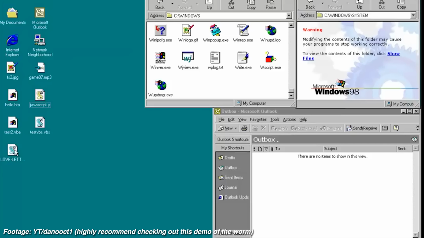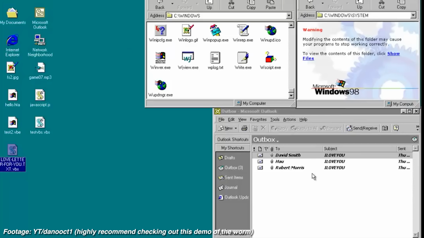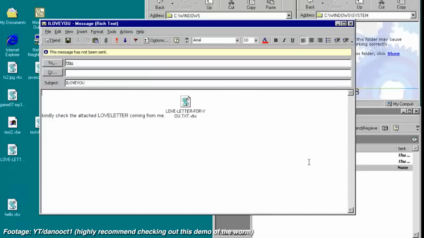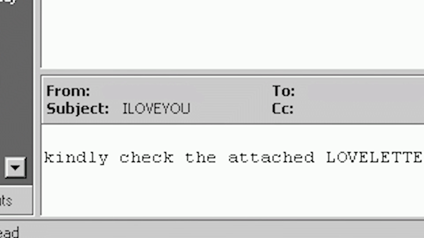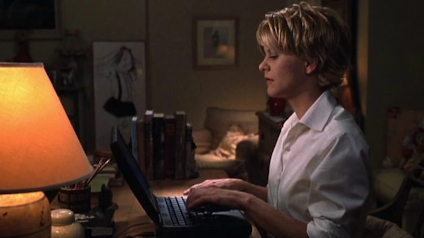As well as disappearing a whole bunch of your files, the malware would also automatically send out the love letter email to your entire contact list. This is what caused it to spread across the globe so rapidly. The sender of the email appeared to come from someone you knew. There were no spam filters, and human curiosity would take over.